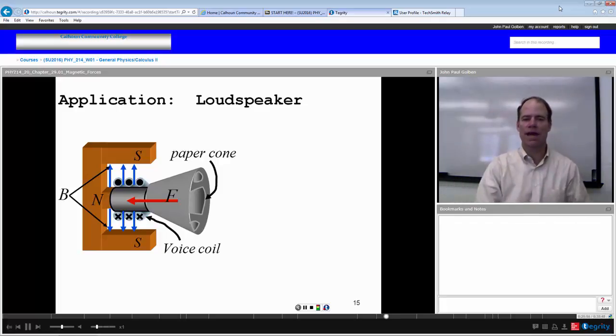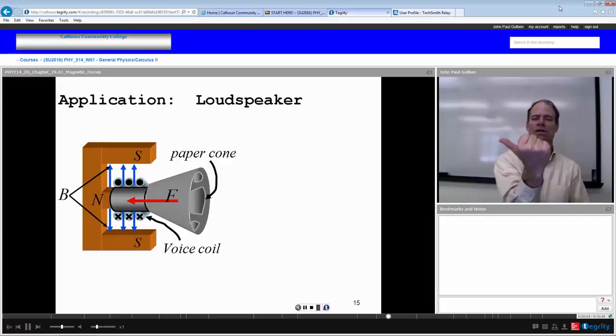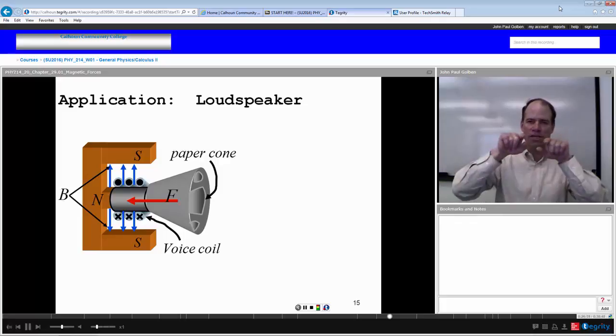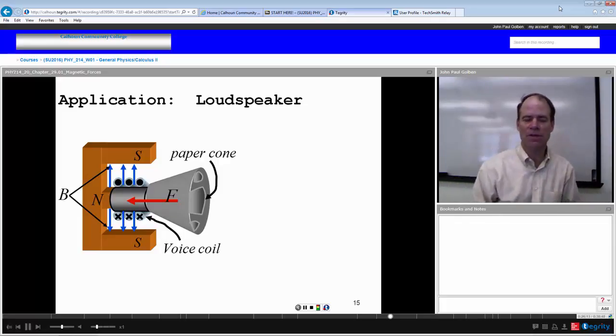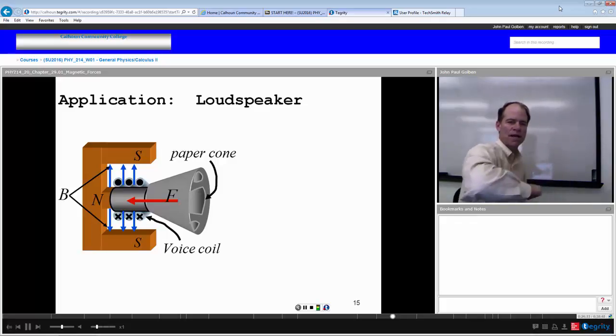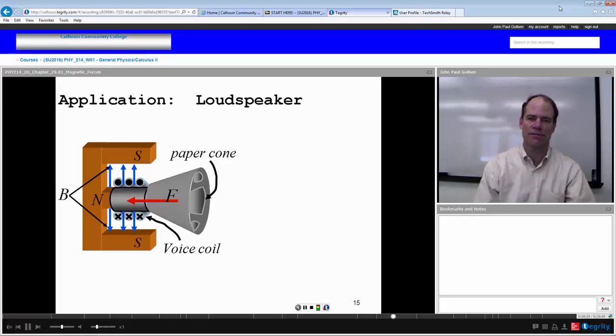Now if I look at the wires on the top with the current coming out towards you and the field going upward, I would have a force going to the left, forcing this cone to the left due to the force on the wire segments on top. And if I look at the bottom with the current going into the page and the field going down, I again will have a force in the same direction, going to your left. Hence, this whole paper cone will be forced to the left as I run a current through this coil. If I run a current in the opposite direction, this cone will be forced to the right.